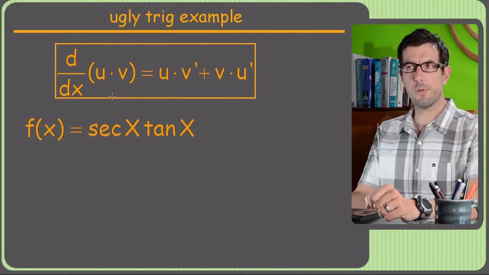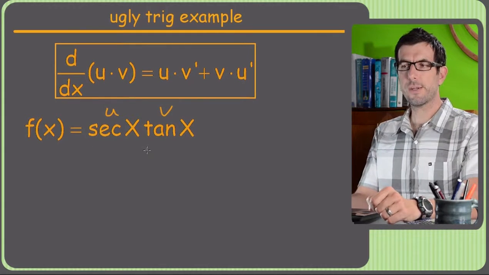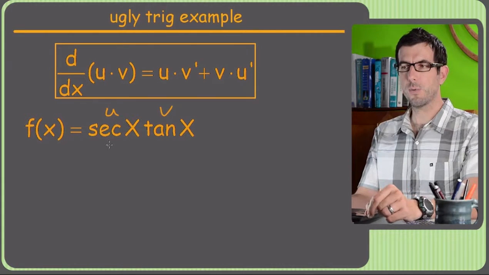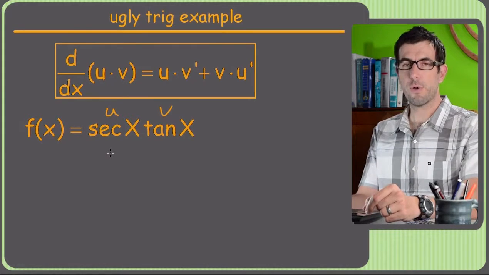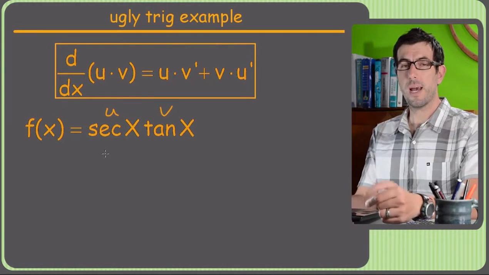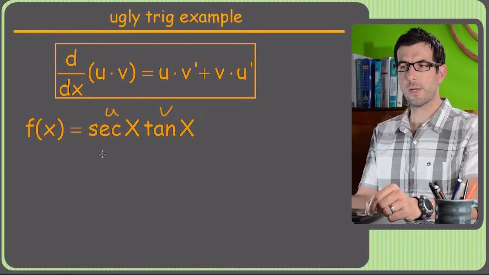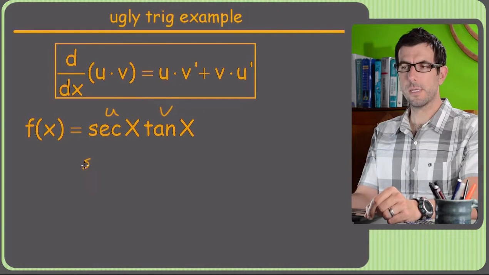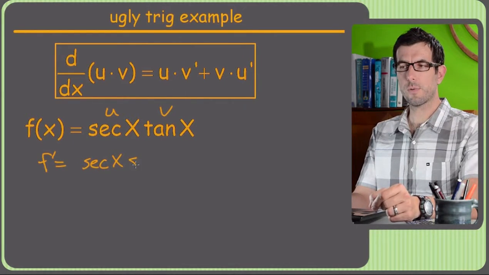All right, ugly trig example. Once again, u and v are going to be the ticket. The only trick here is that secant and tangent obviously have kind of nasty derivatives. So unless you're in AP, you probably won't see this one this bad, because as I mentioned in the trig derivatives video, a lot of colleges don't even put these in their calculus class. Anyway, so u and v, we're just going to do these as normal. So first I need u, that's secant, so f prime equals u, which is secant x, times v prime. Derivative of tangent is secant squared.